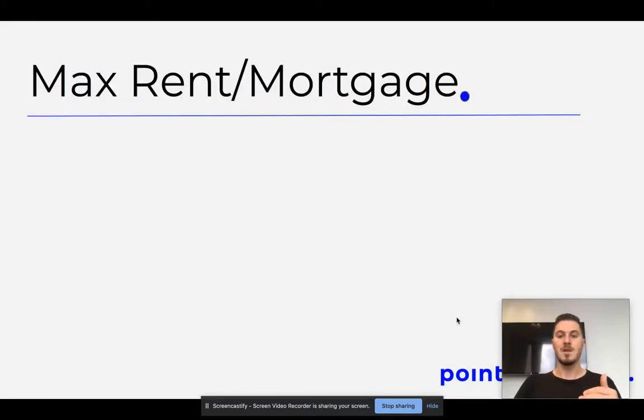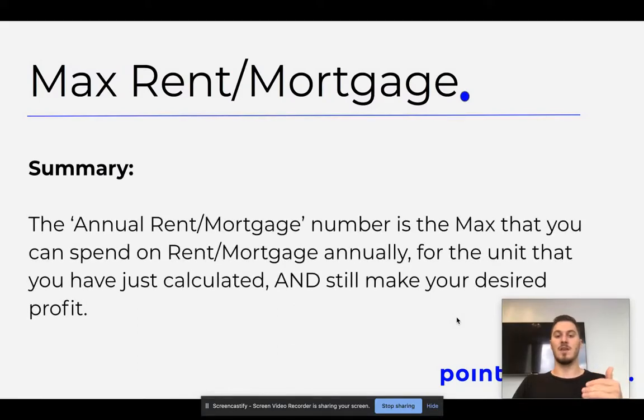Okay. So in summary, the annual rent slash mortgage number is the max that you can spend on rent slash mortgage annually for the unit that you have just calculated and still make your desired profit. That's the whole point here, guys. We want to make sure that you're actually making money. That's the point of this calculation. That's the point of pulling in all this data.